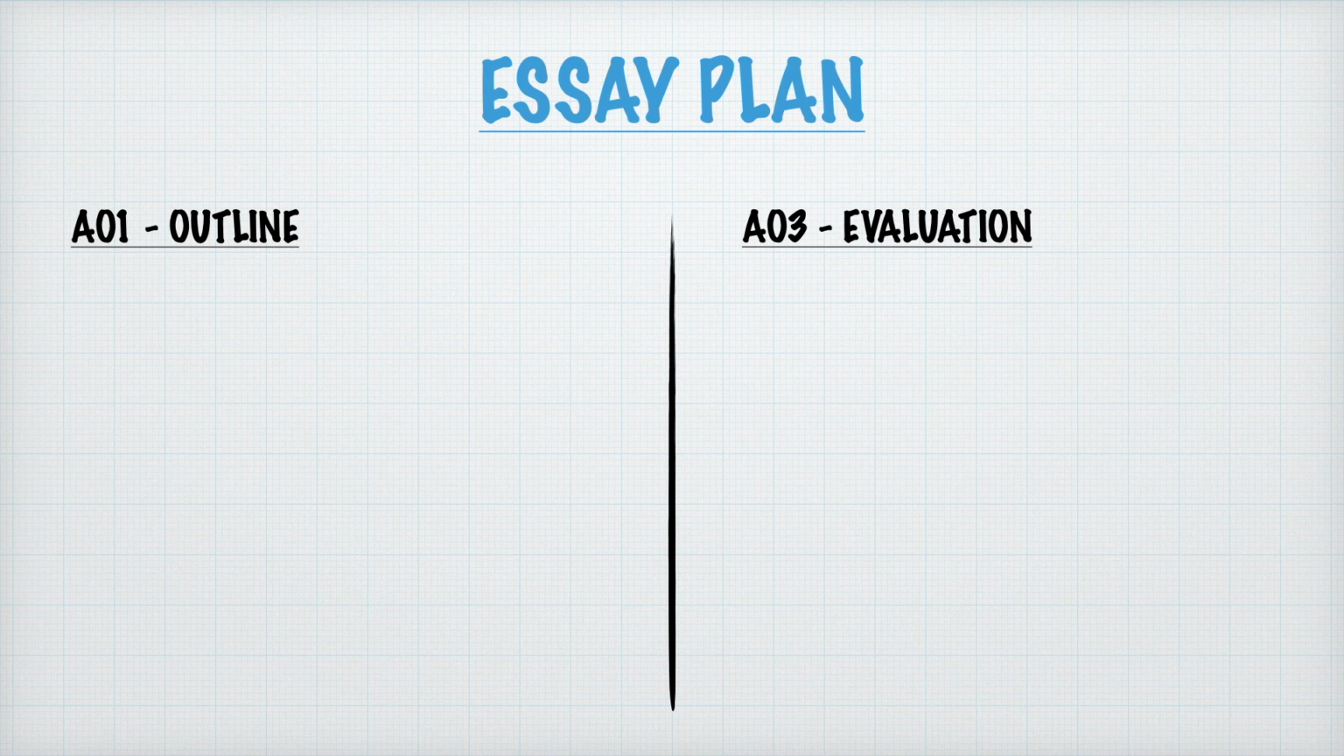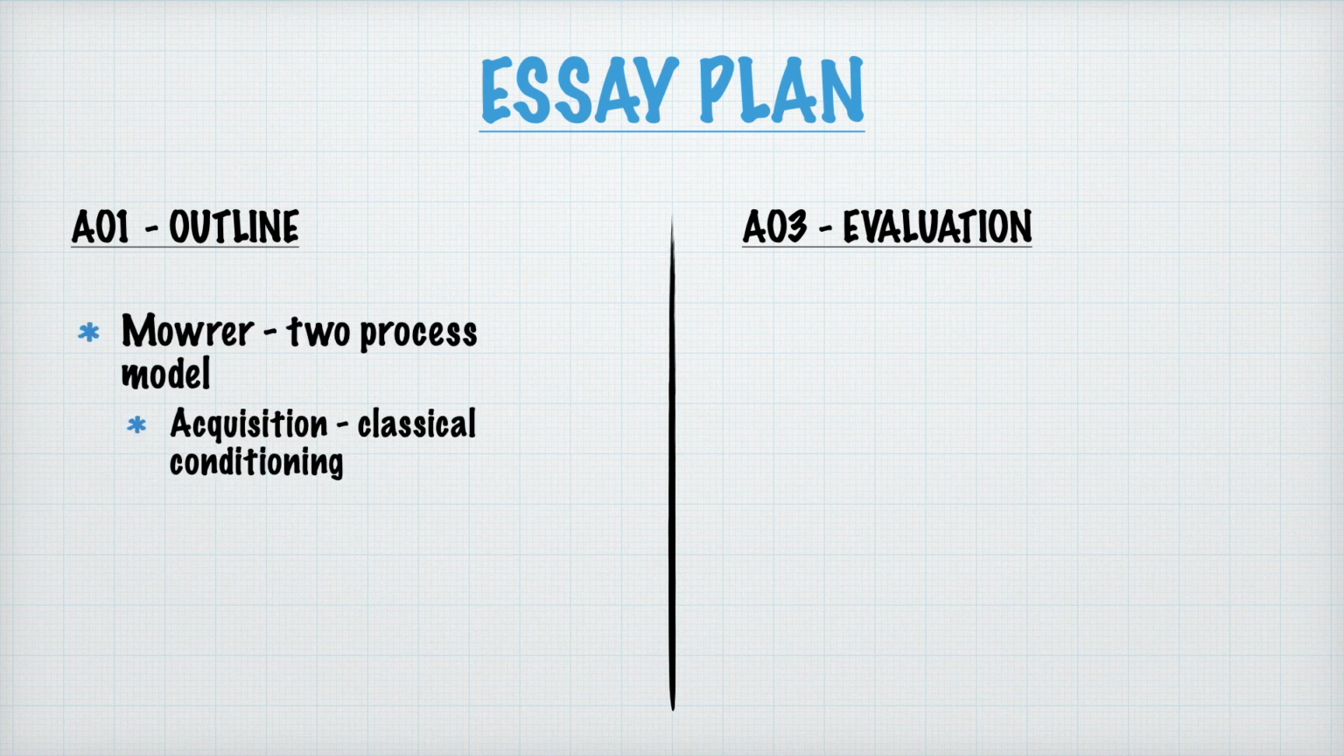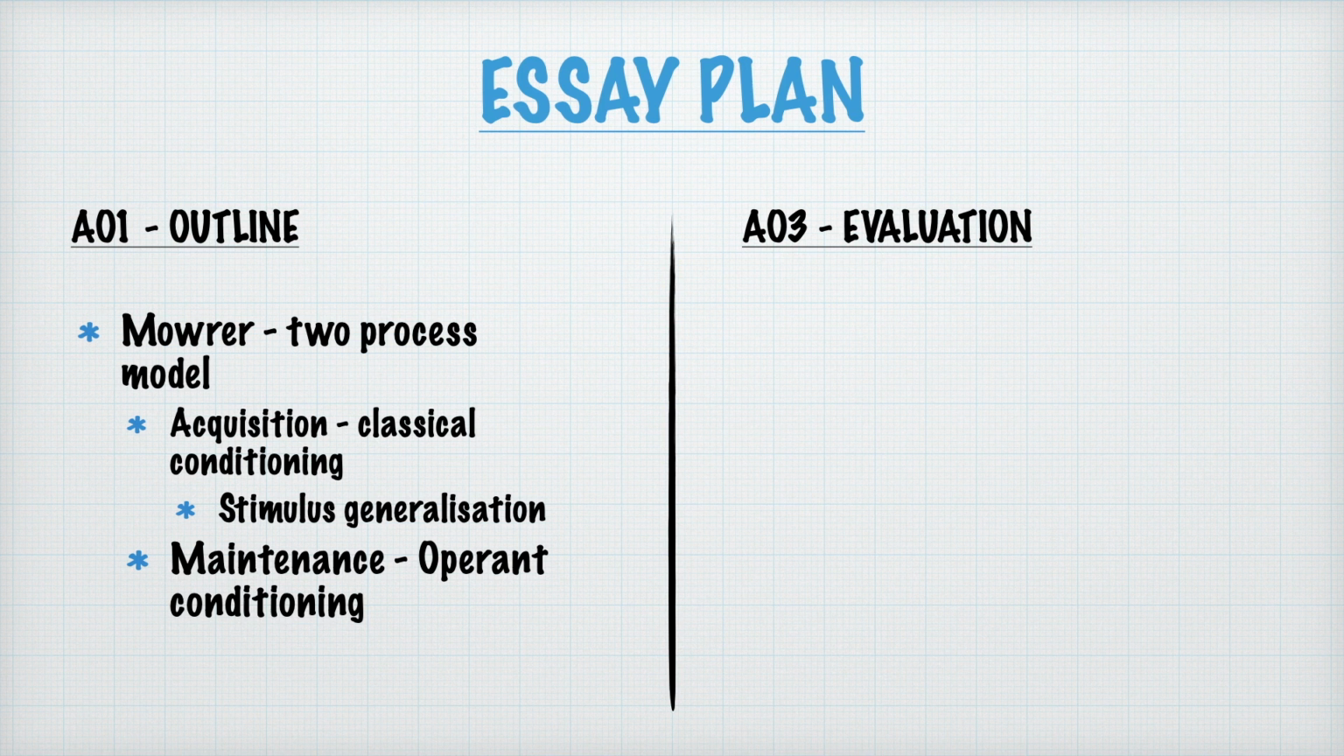So this is my plan. You've got your outline, Mowrer's two-process model, you've got classical conditioning, which leads to the acquisition of a phobia, and then you've also got operant conditioning, which is all about the maintenance of phobias. I'm going to probably talk a little bit about stimulus generalization, not too much, and of course I am going to be talking about negative reinforcement and avoidance when we talk about operant conditioning.